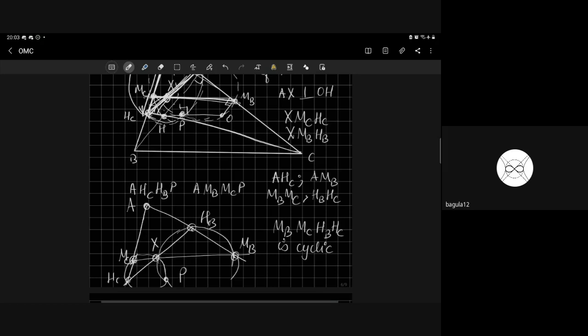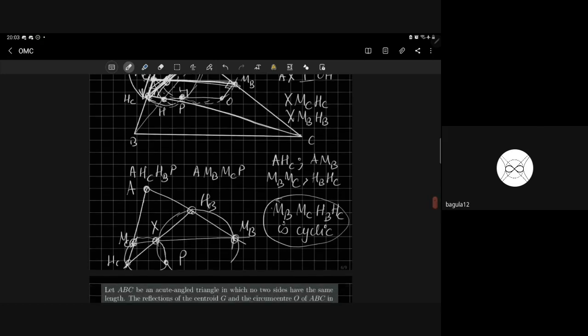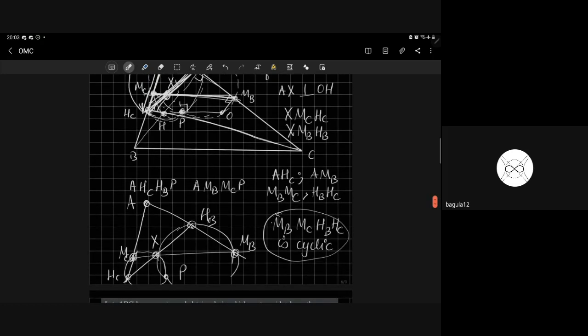So I'll just proceed. Applying the radical axis theorem to this 9-point circle and these two circles in the bottom diagram, what do we get? MBHB is one radical axis. MCHC is the other radical axis. And PX is the third radical axis. These three are concurrent. So all that means is A, X, B are collinear. Does that make sense?